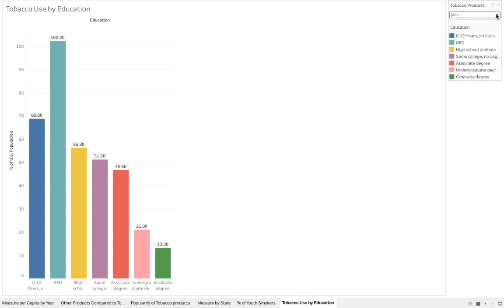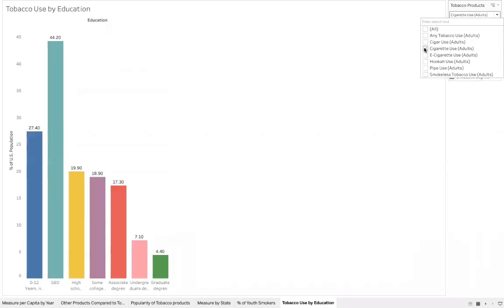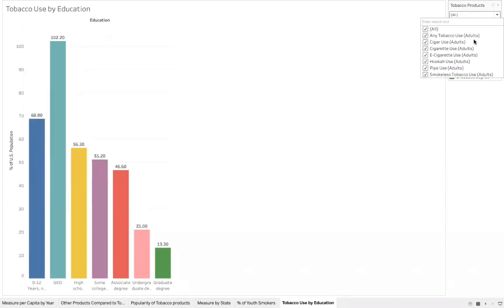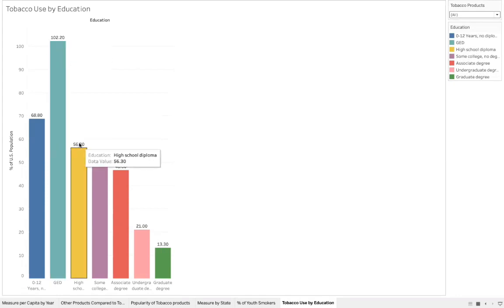So if we wanted to see just cigarette use, we could see that, or cigarette use and hookah use, and all of them. Labels have also been added above the bars to allow viewers to know the exact percentage of each education level that smokes, because it would be hard to know the exact percentage without the labels.